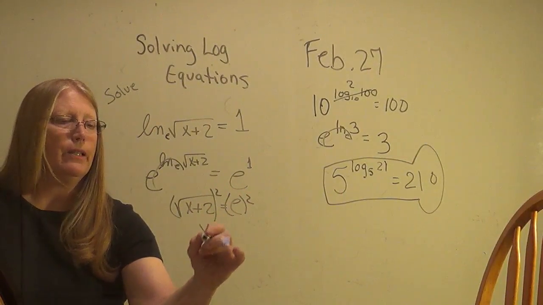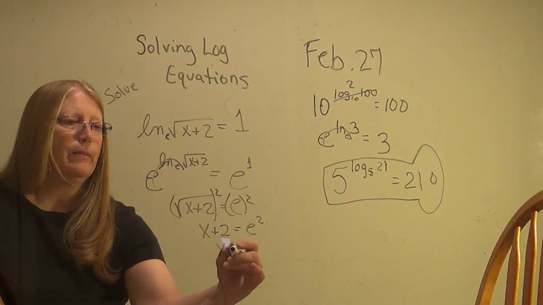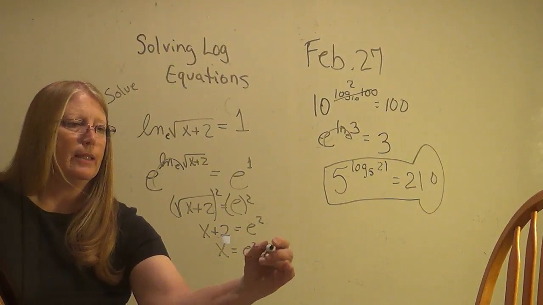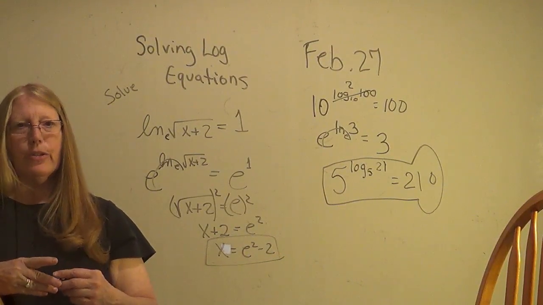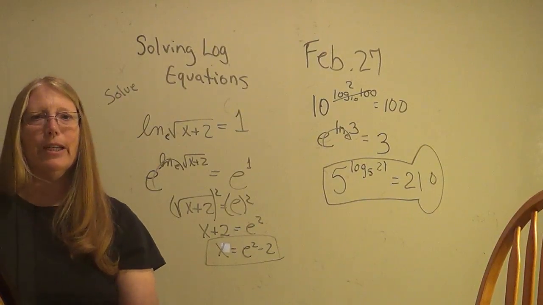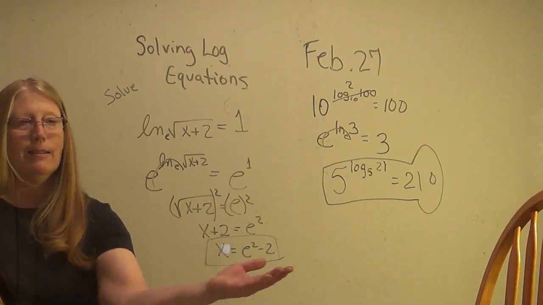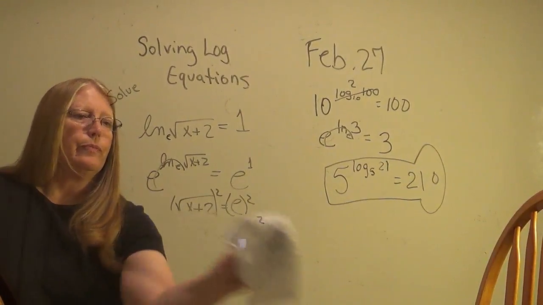You get x plus 2 equals e squared, and move the 2 over by subtraction. That's what x equals. If you put it in the calculator, you square e and subtract 2, you get something around 5.39. But that's an approximation. This is exact. All right.